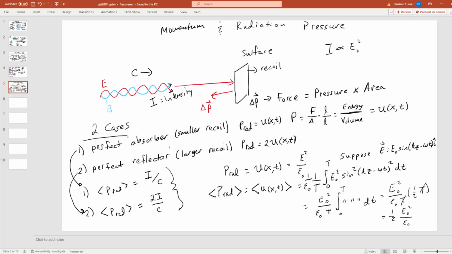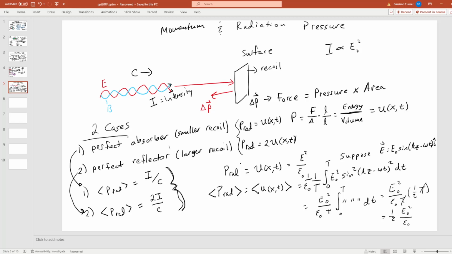Okay, so my recommendation, if you need to calculate radiation pressure, most of the time you're going to be given the intensities, and you can just use these formulas. If you're given the energy densities, then you can use these two formulas. Okay, one in the case of a perfect absorber, and the other in the case of the perfect reflector.